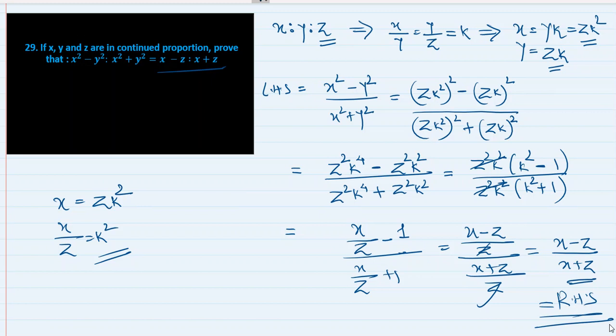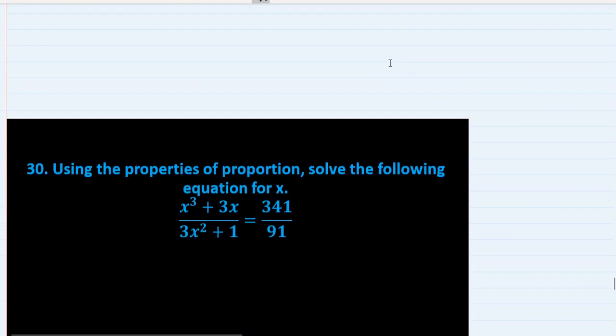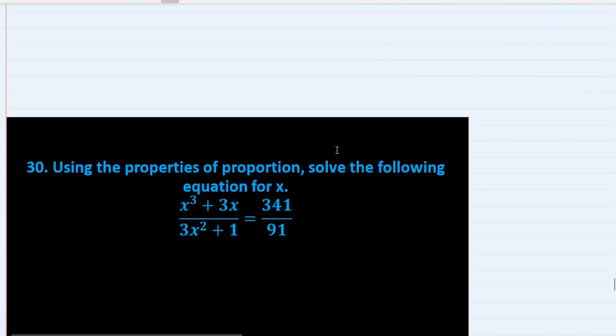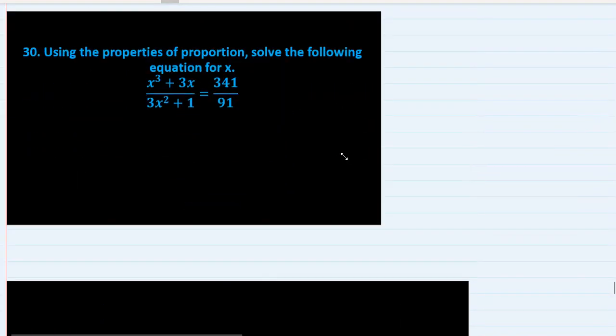So K method works well everywhere. Even where the properties of proportion don't seem to work, you put K method, you get the answer. You should be good in algebra. That's all that is required. Okay. Next question.